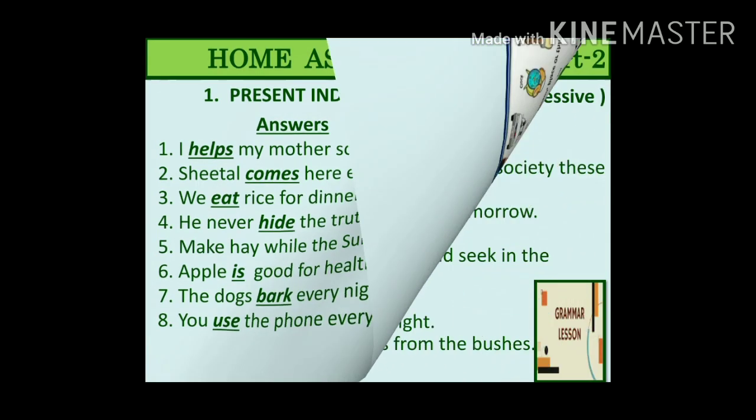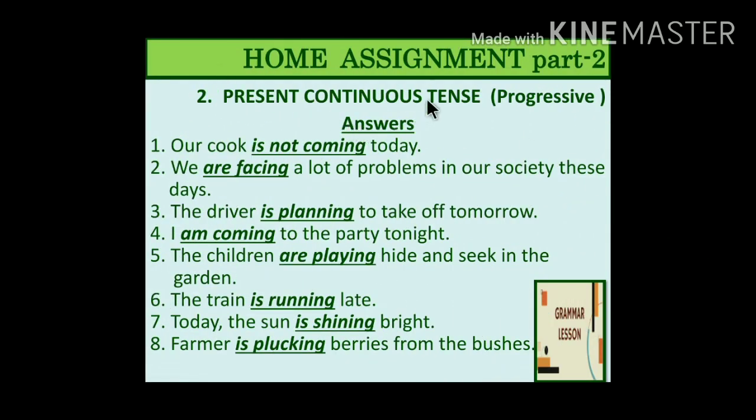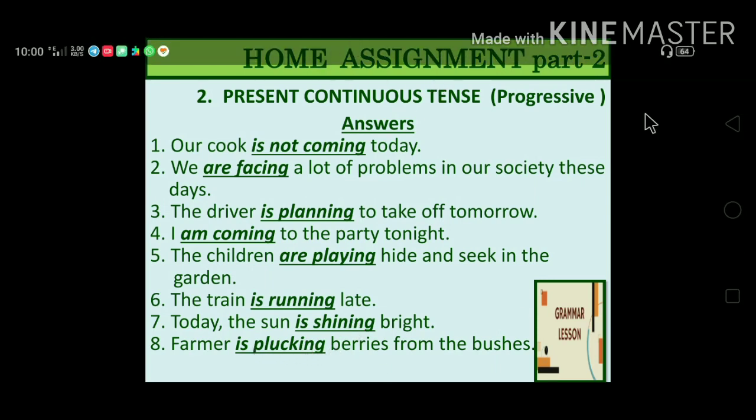Indefinite tense. Next, you had a homework assignment for present continuous tense. Here it's more important to use the present helping verb, that is is, are or am, and continuous will be indicated by ing. So is not coming, are facing, is planning, am coming, are playing, is running, is shining, and is plucking. Just take a snapshot of these answers.